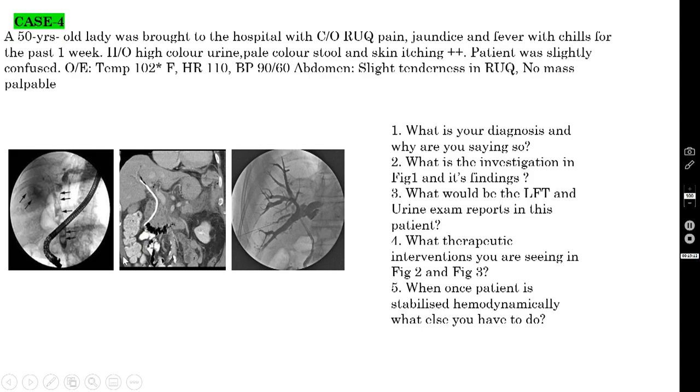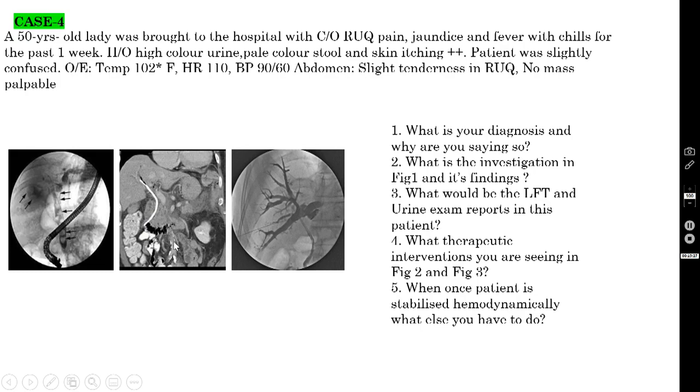this is, and you are seeing a stent inside the common bile duct here. It is going up into the liver. Okay, through the ERCP, they have put a stent inside. This is a case of suppurative cholangitis.